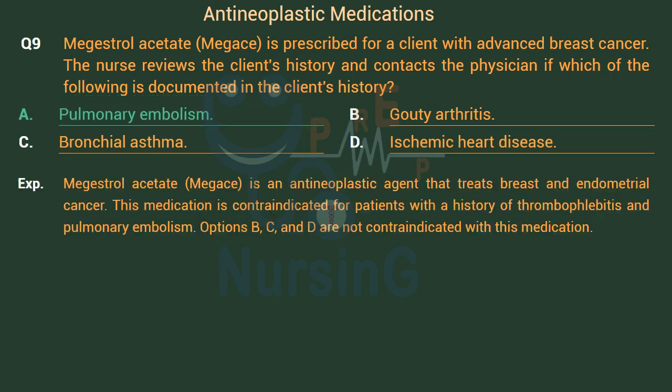Pulmonary embolism. Megestrol acetate, Megace, is an antineoplastic agent that treats breast and endometrial cancer. This medication is contraindicated for patients with a history of thrombophlebitis and pulmonary embolism. Options B, C, and D are not contraindicated with this medication.